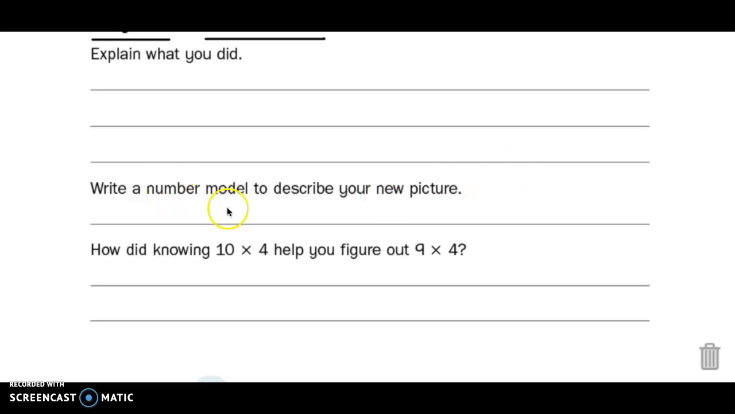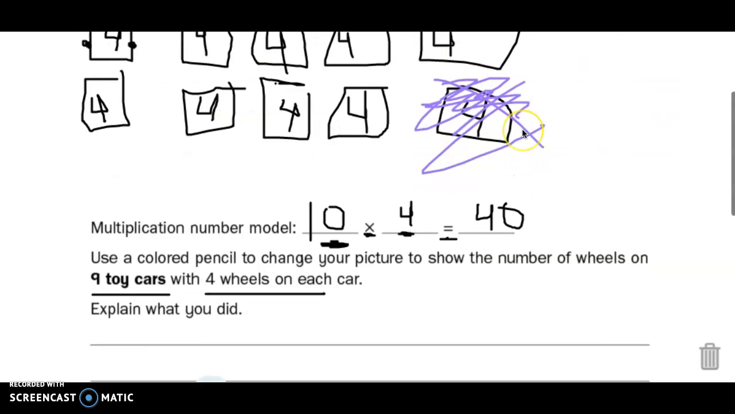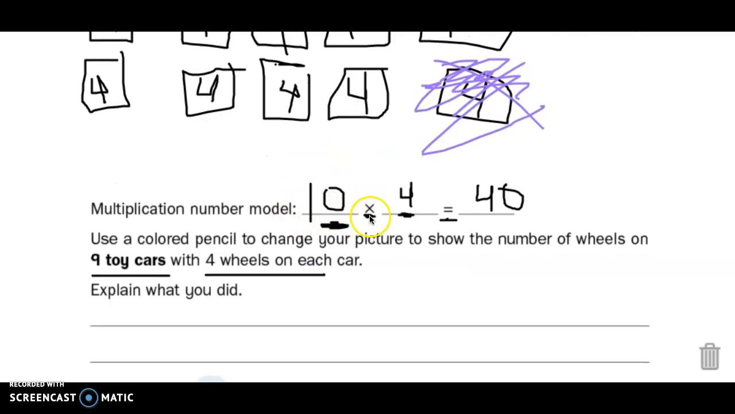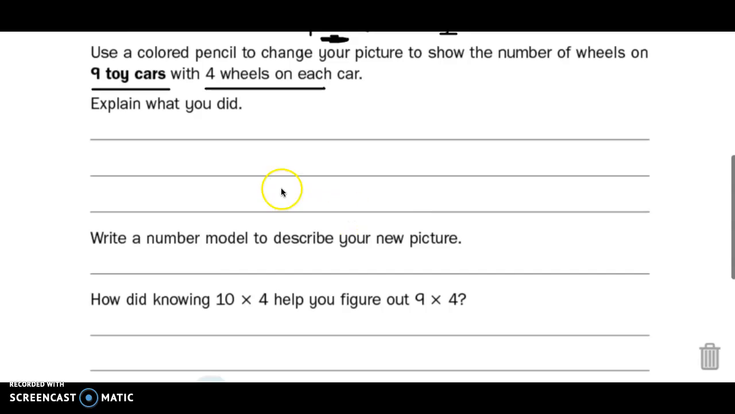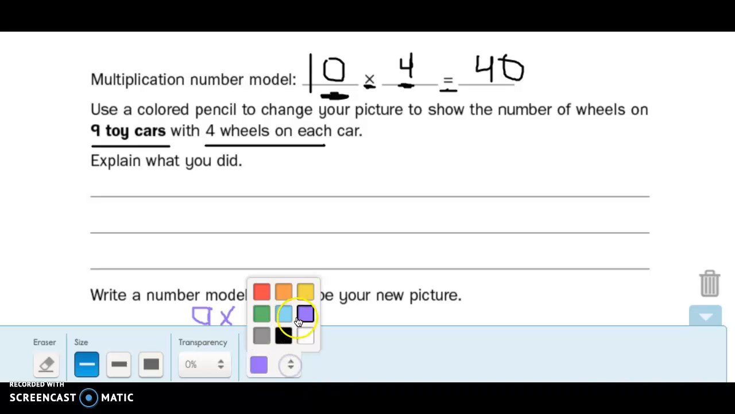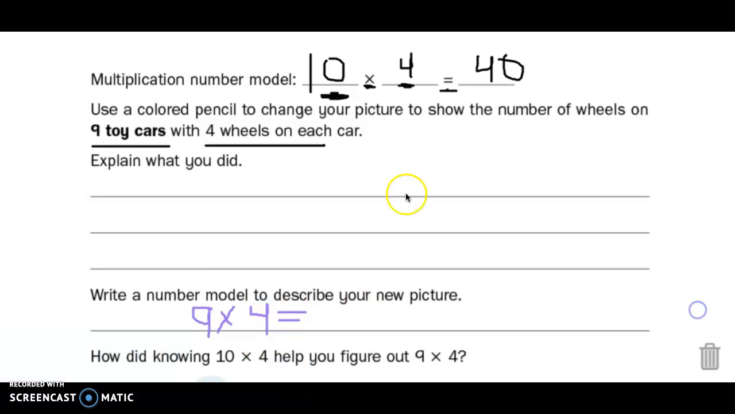All right, you should be back with a number model. You should have explained what you did to have 9 toy cars and then our number model. Well, before we had 10 times 4, but now we only have 9 cars with 4 wheels. So 9 times 4 equals, and you know what? I'm not really sure. But what factor stays the same? 10 times 4 and 9 times 4. What factor stays the same? The 4 stays the same.